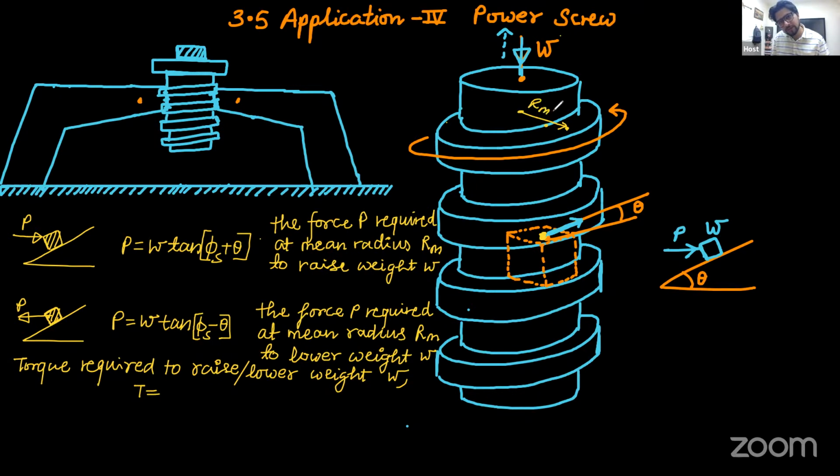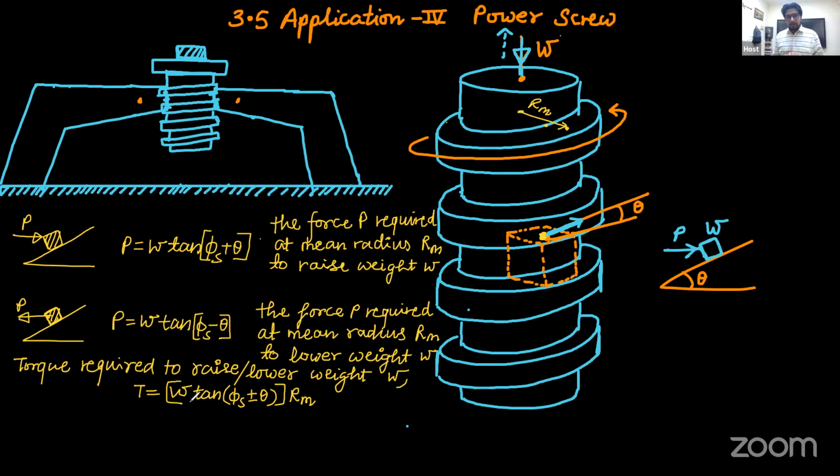So naturally, torque will be W tan(phi_s plus or minus theta) multiplied by Rm. This is the torque required at mean radius to raise the weight or lower the weight. To raise the weight, you take plus; to lower the weight, you take minus.